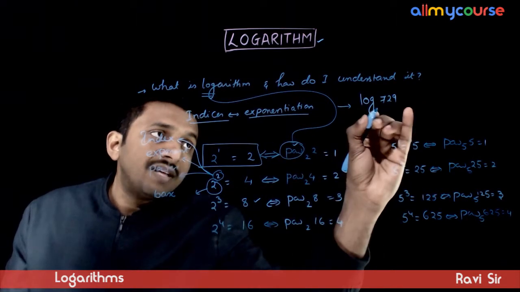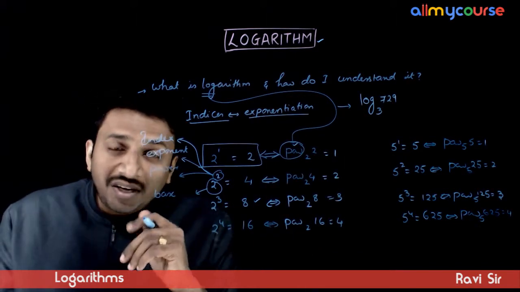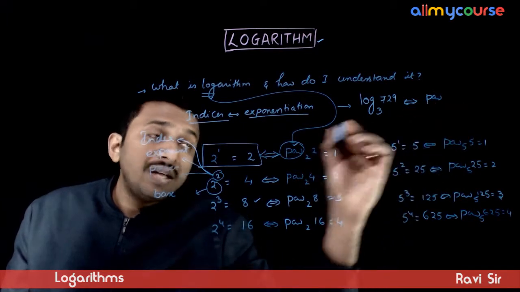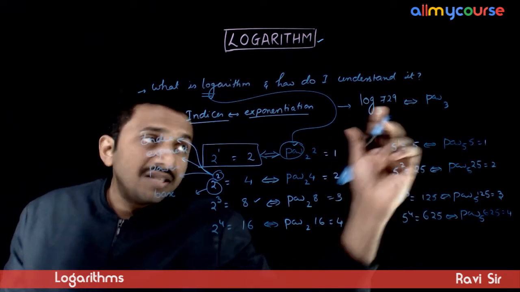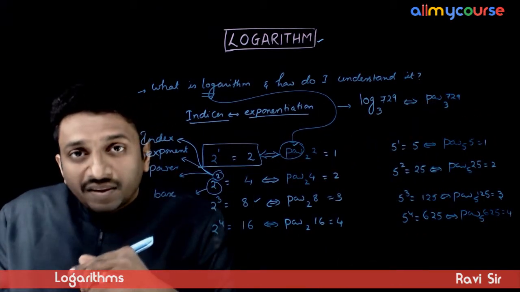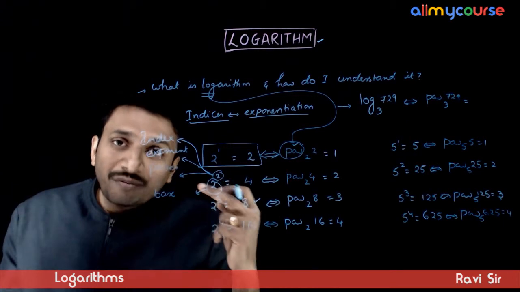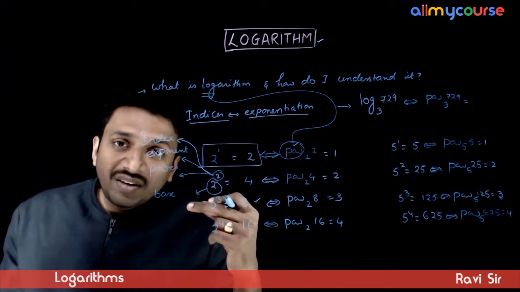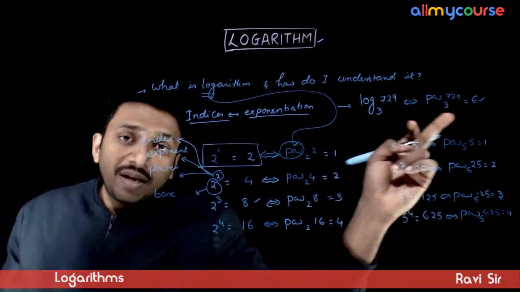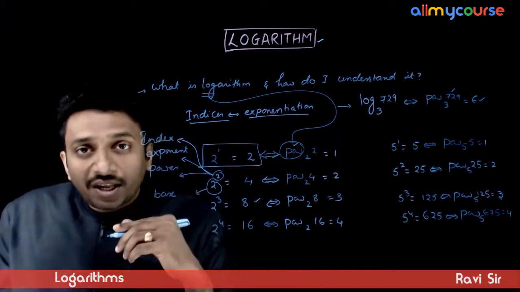729 to the base 3, if I ask you what the value of log of 729 to the base 3 is, this is exactly the same as the power to which base 3 has to be raised to get 729 as the answer. So we know that 3 power 4 is 81, 3 power 5 is 243, 3 power 6 is 729, that is, 3 has to be raised to the power of 6 to get the answer as 729.